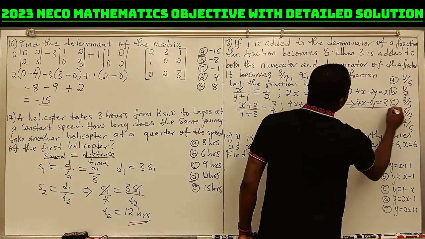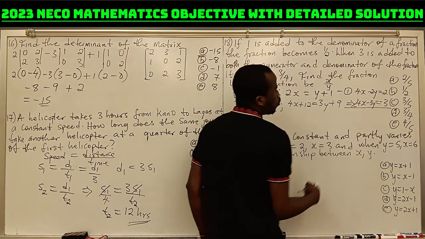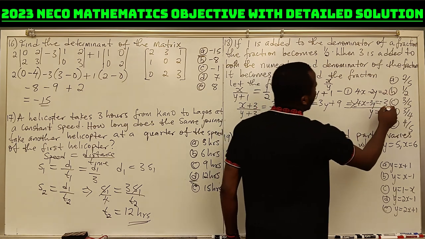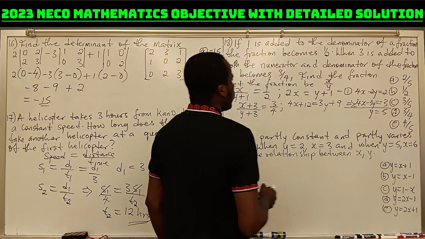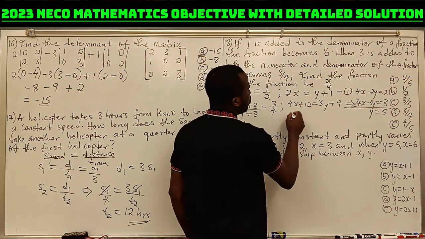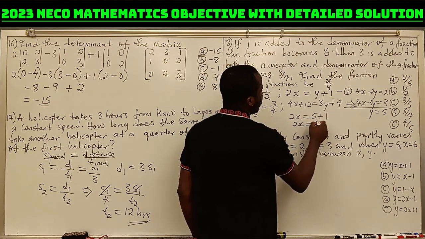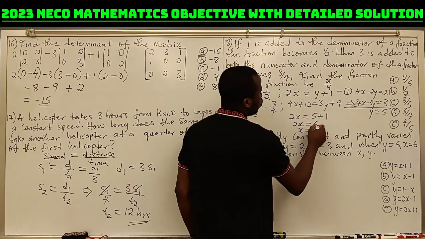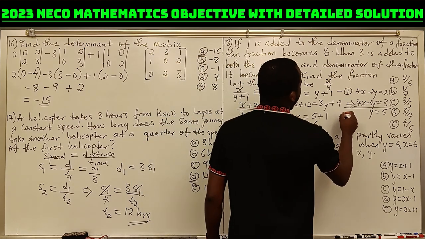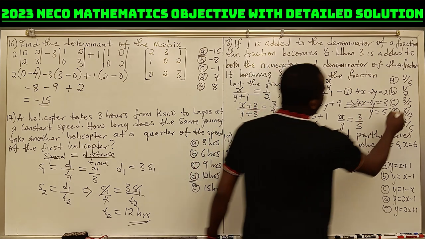So we eliminate x by subtracting. Minus 2y minus minus 3y, which is 3y minus 2y, we have y. 2 minus minus 3, y is 5. So y is 5. So if y is 5, what is x? From this, 2x will be 5 plus 1. 2x will be 6. X will be, dividing by 2, 3. Therefore, the fraction x over y will be 3 over 5, which is C.